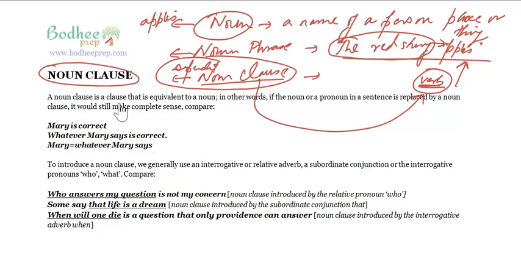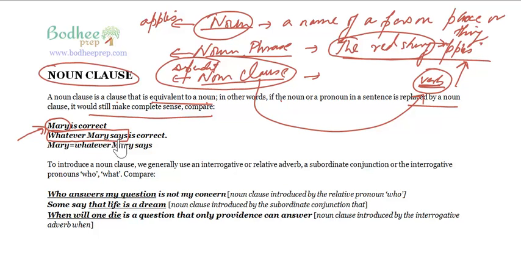A noun clause is a clause that is equivalent to a noun. So we had a noun and then we had a noun phrase equivalent to a noun, and then we can have a noun clause, right? A noun clause is a clause that is equivalent to a noun. In other words, if the noun or a pronoun in a sentence is replaced by a noun clause, it would still make complete sense. Look at this now. It's a very good example. Mary is correct. So what is the noun here? Mary, right?